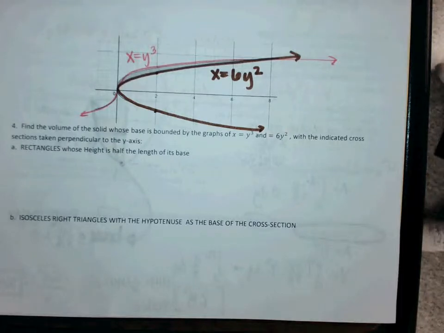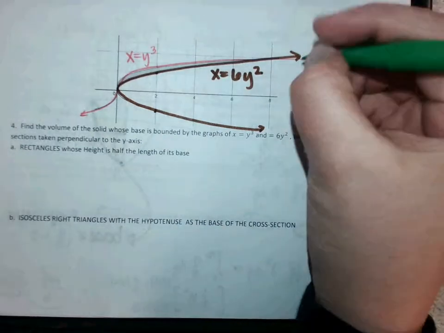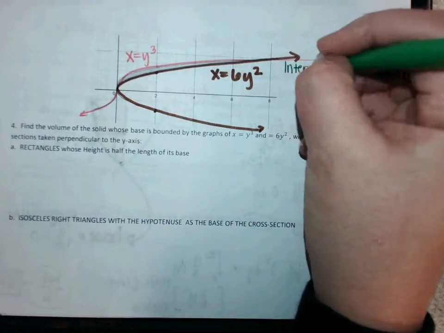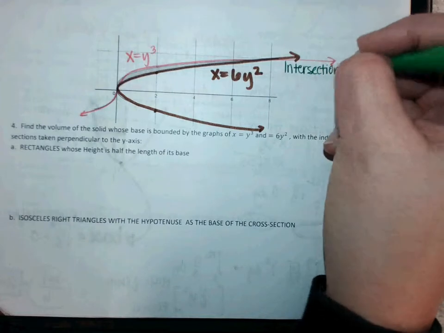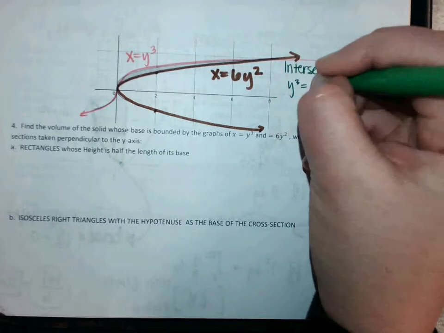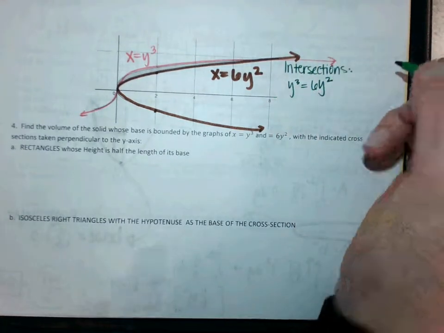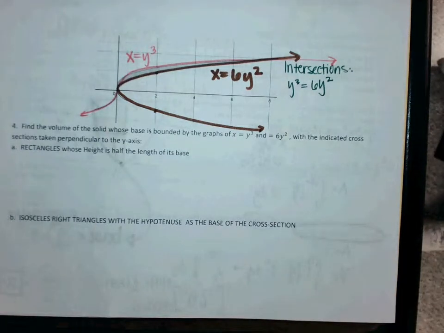Before I start, what's the first thing I need to do? Find the intersections. And how do you find the intersections? Set the graphs equal to each other. So I'm going to let y cubed equal 6y squared. Do you have the right intersections or can you just put them together? Just put them equal on the AP test. Now, what would I do to solve that? Can I divide by y squared on both sides? No. What do you do? You get everything on the same side and then factor.